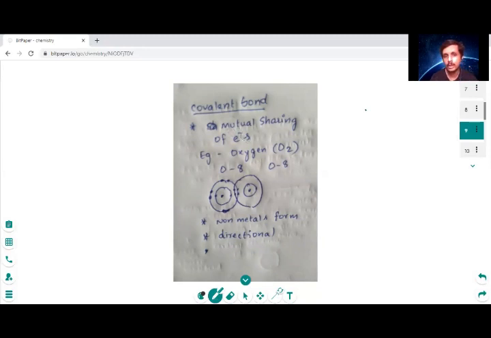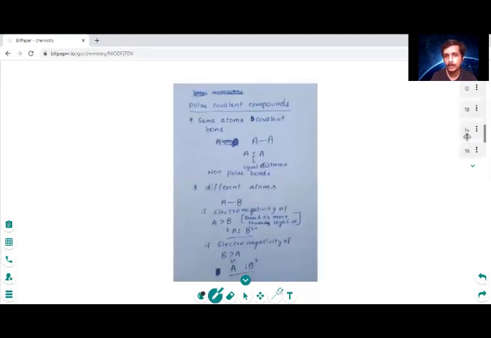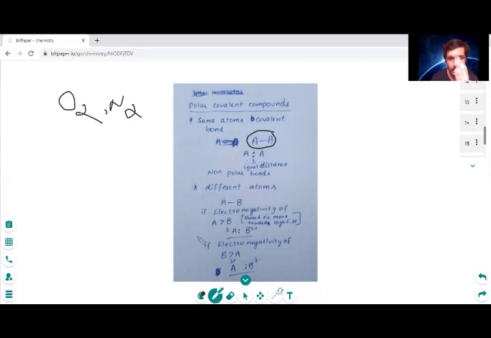The covalent bond is the mutual sharing of electrons, and it generally happens between non-metal atoms, and it is directional in nature. The covalent bond can be either polar or non-polar. When a covalent bond happens between two similar atoms, for example, a covalent bond between O2 or N2, these are called non-polar. When a covalent bond happens between two dissimilar atoms with different electronegativities, they are called polar covalent bonds.